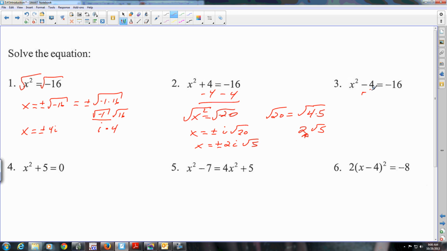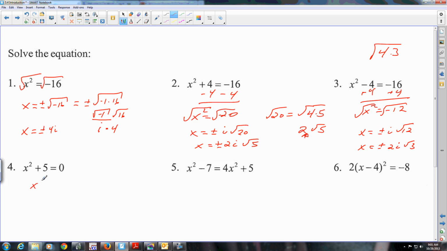So add the 4 to both sides. So you get x squared is equal to negative 12. Square root both sides. x equals plus or minus i square root of 12. 12 is 4 times 3. So x equals plus or minus 2i square root of 3.